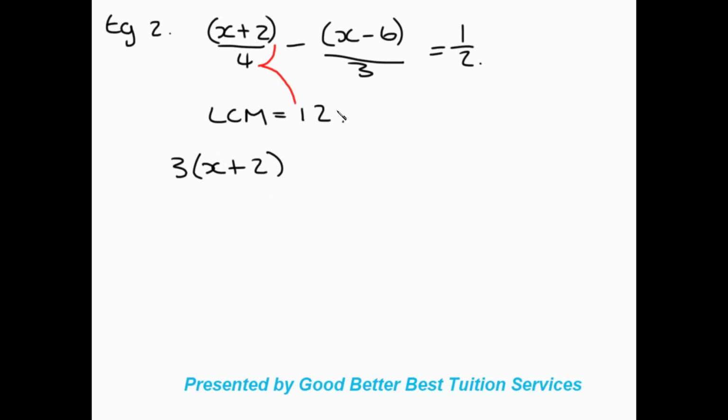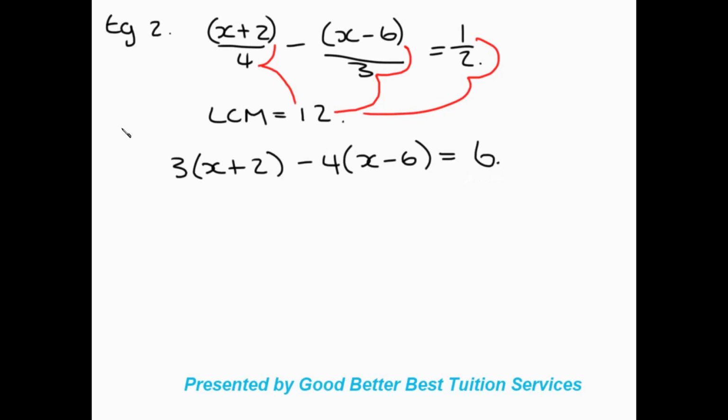Then we look at the next fraction. So we're doing 12 divided by the denominator, which will give me 4. 12 divided by 3 is 4. 4 times the numerator. And again, how we write that is, it will be a negative 4, open brackets, x minus 6. And there we go, is equal to 12 divided by 2 once again, which is 6 times 1, which will leave me with 6 once again.